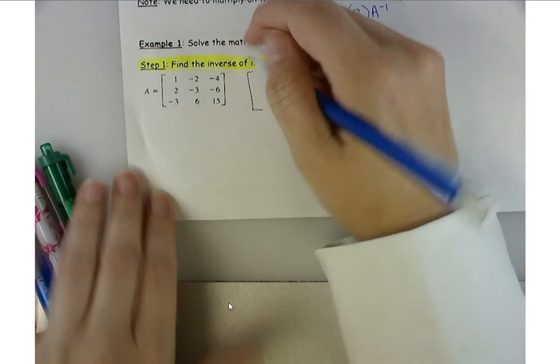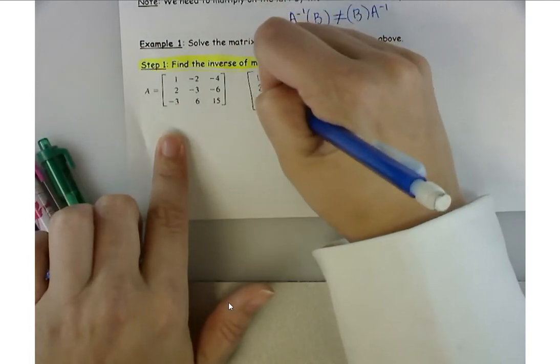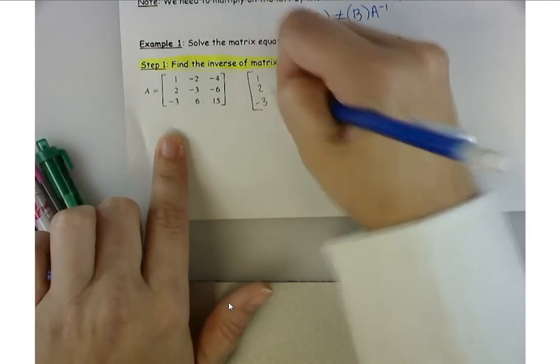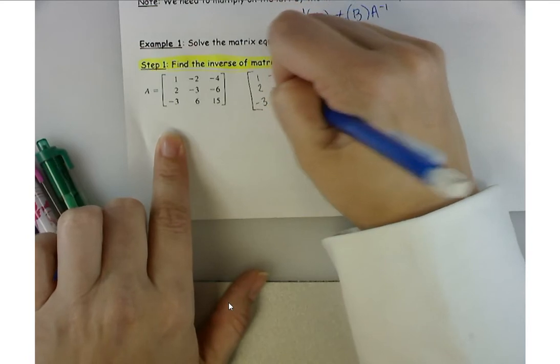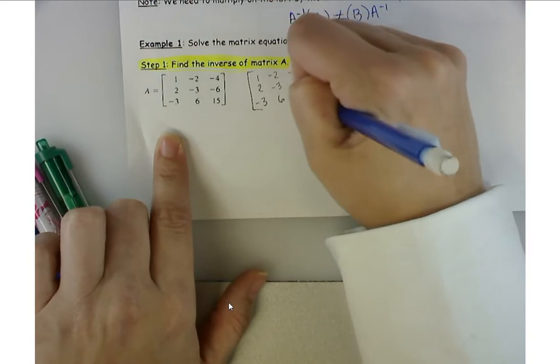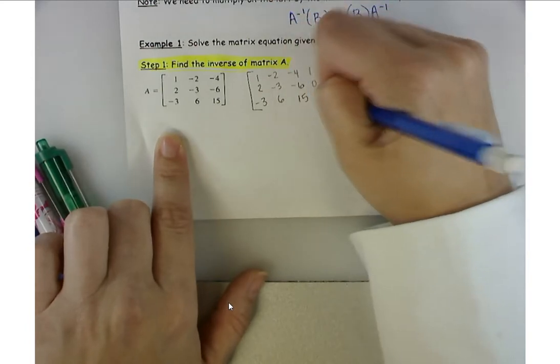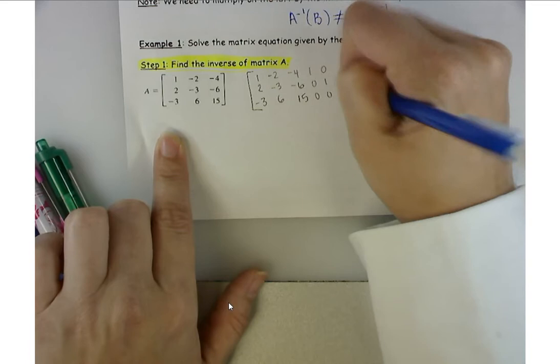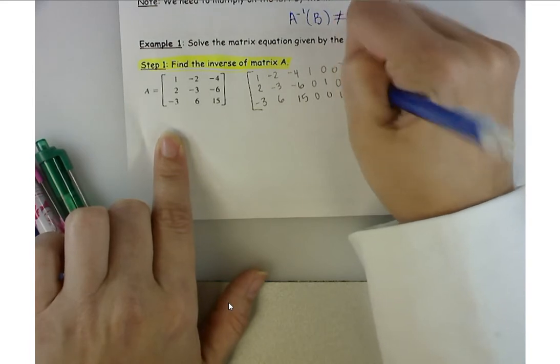On the left side is going to be this matrix: 1, 2, negative 3, negative 2, negative 3, 6, negative 4, negative 6, 15, and then I need the identity: 1, 0, 0, 0, 1, 0, 0, 0, 1.